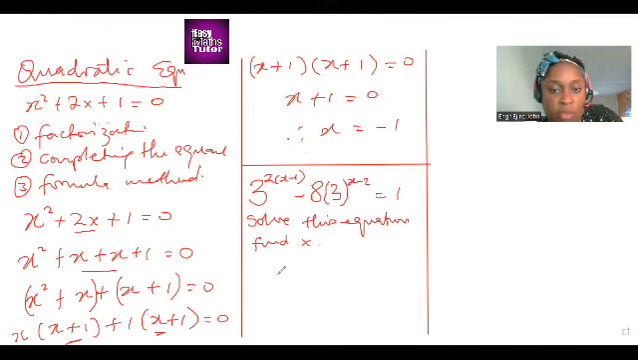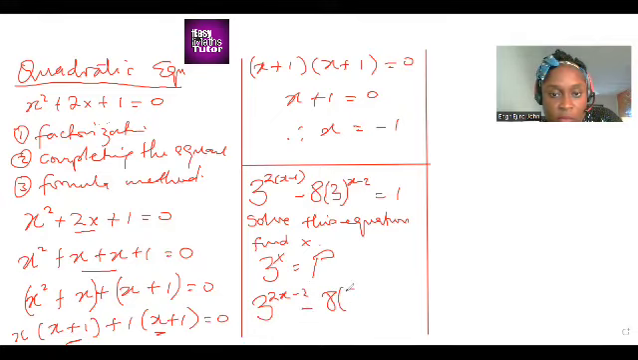The powers have some unknown. So we are going to break this down and look for a common unknown, which is 3 raised to power x. We'll say let 3 raised to power x represent p. So we'll say 3 raised to power 2x, we'll open up this bracket, minus 2, minus 8, bracket 3 raised to power x minus 2 equal to 1. So we'll break it down easily.